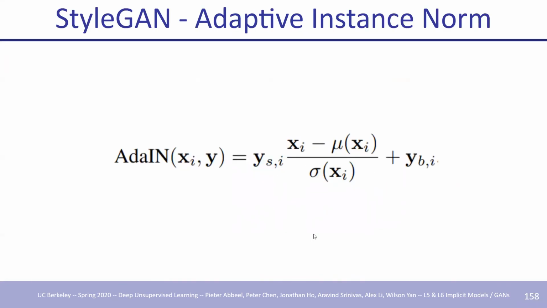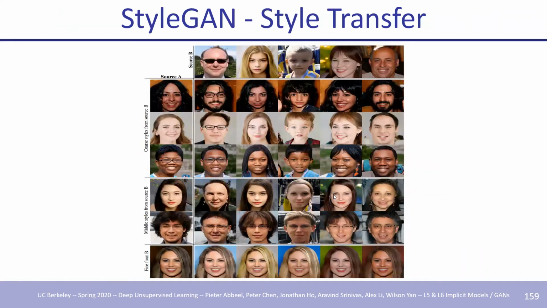And yeah, this is just, so you take the mean out of xi, and take the standard deviation, and add a different mean and a different standard deviation to it. So this is the style that you want, and you take the mean out of it, and apparently this works really, really well.